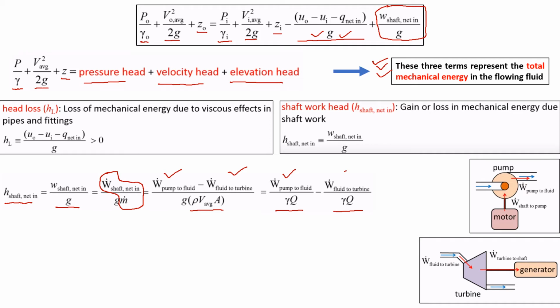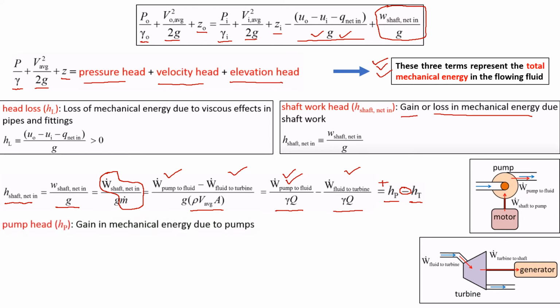That one is the positive work head, and that is the negative work head, representing that of the pump and that of the turbine. So these are the terms used for it. HP is the shaft work head of the pump, and minus HT is the shaft work head of the turbine. This negative sign represents the loss in mechanical energy, and here is a positive sign that you are not seeing, that is the gain in mechanical energy due to shaft work. So pump head, HP, is the gain in mechanical energy due to the pump, and turbine head is the loss of mechanical energy due to turbines.